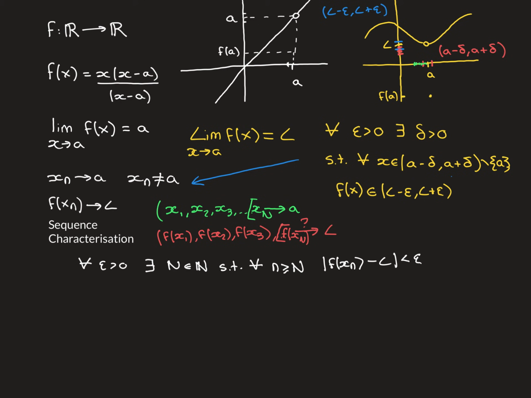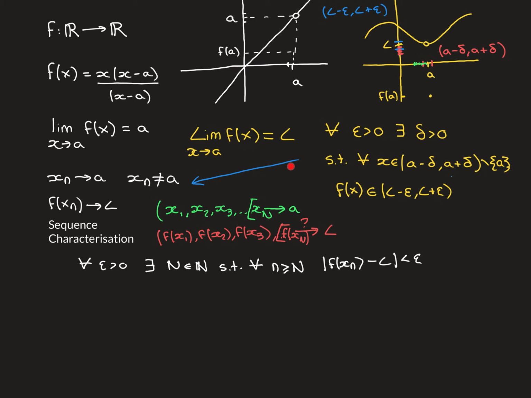What I now want to show is that actually there's another direction to this arrow. If it is the case that all such sequences in the domain that converge to A, where the terms of the sequence are not allowed to equal A, then their corresponding image sequences converge to L. If that's the case, that all of those corresponding image sequences converge to a number L, then this arrow goes the other way round. You can conclude that the limit of the function as x approaches A is equal to L by the epsilon-delta definition.